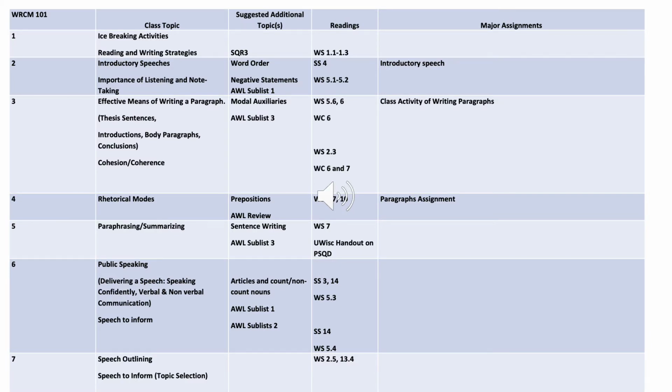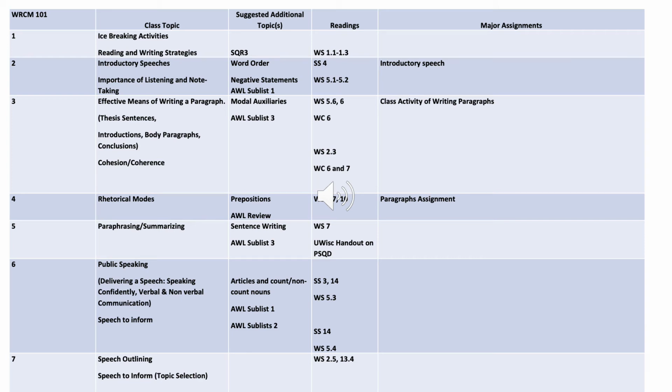All right, so this is the list of the class activities that we will be doing in future. You can just enlarge the text to read it. I know it is in a little font. So the first class topic, as you see on the left on the top, ice-breaking activities, reading and writing strategies, SQ3R, we will learn about it. WS, this is the title of a book. I'll be sharing all these readings with you.